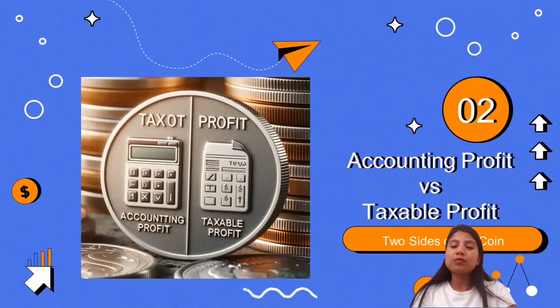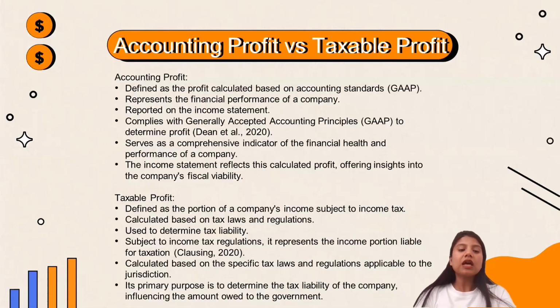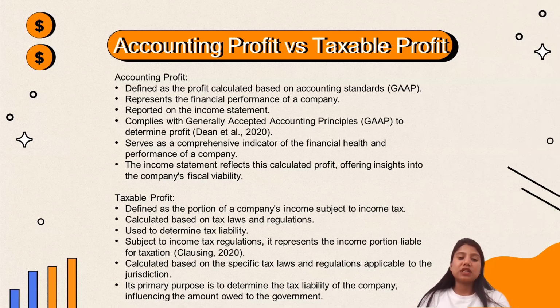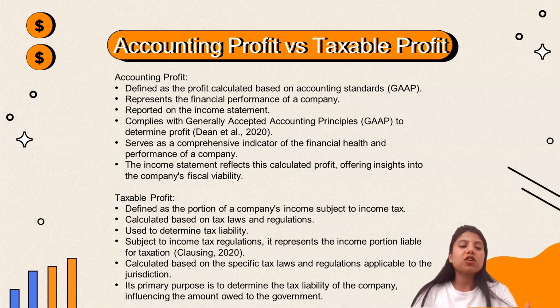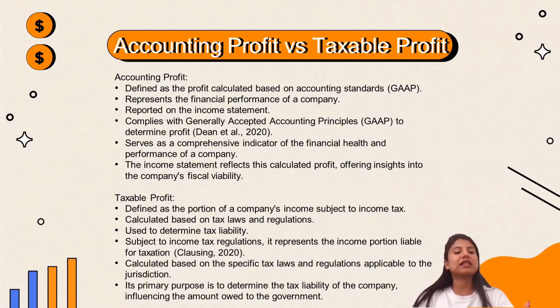Moving on, we have topic accounting profit versus taxable profit. Accounting profit is governed by GAAP, showcases a company financial health on the income statement guiding strategic decision. In contrast, taxable profit shaped by the tax laws determine the income subject to taxation, impacting a company's tax liabilities. Understanding the vital for this holistic financial management, compliance, and the strategic planning.